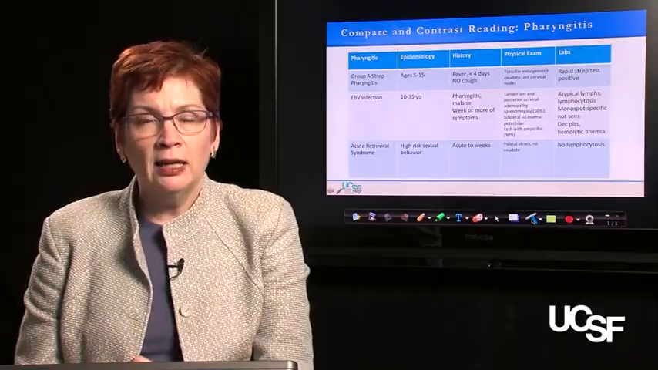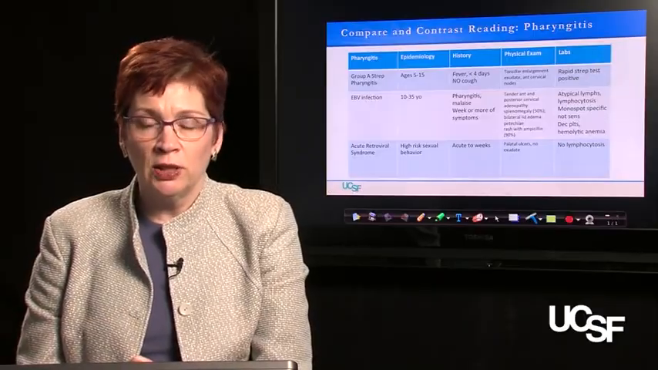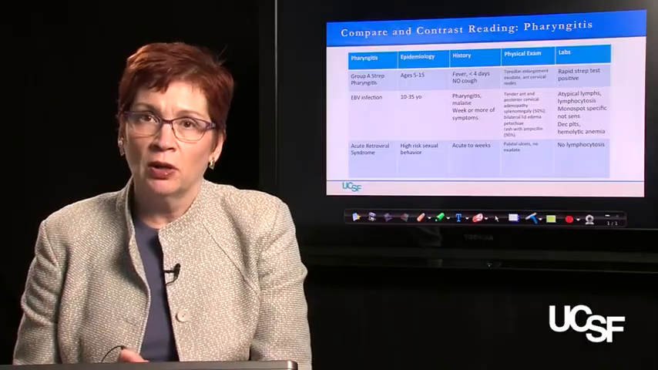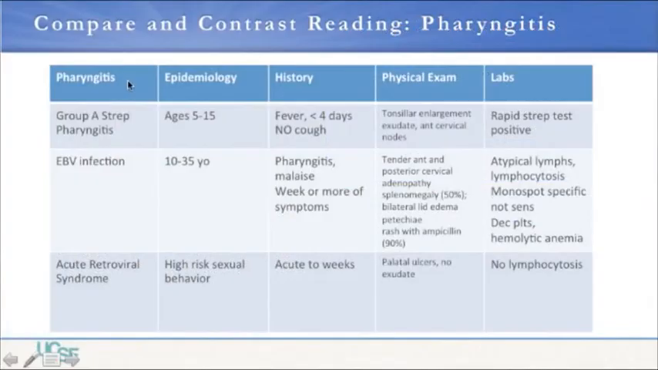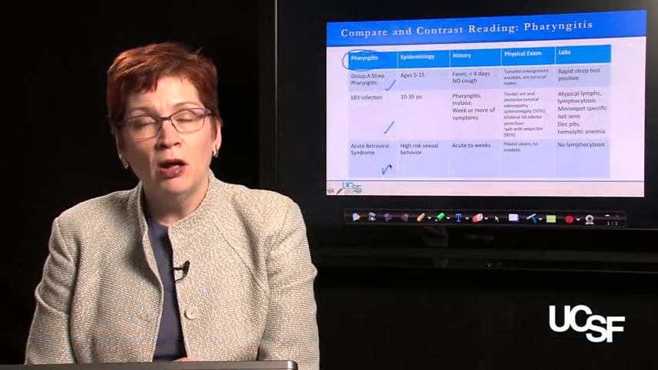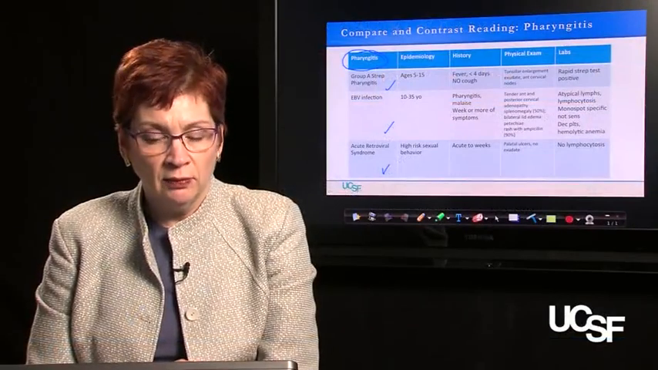So let's look at a partial compare and contrast reading chart for pharyngitis with regard to Jeremy's possible diagnoses. Remember, we always start with a syndrome, one of those common ways in which diseases present in all humans. And these diseases, group A strep pharyngitis, EBV infection or acute mononucleosis, and acute retroviral syndrome, may all present with pharyngitis.